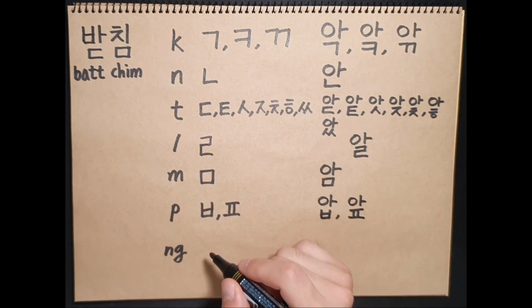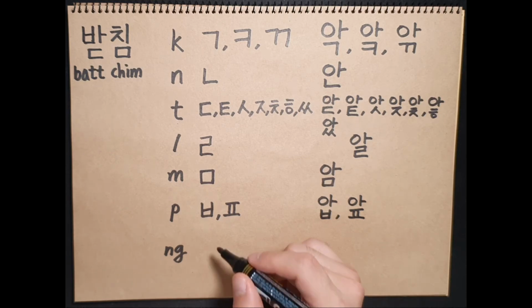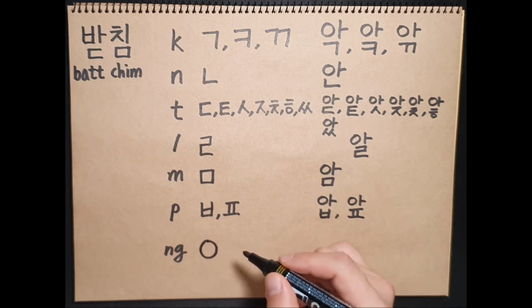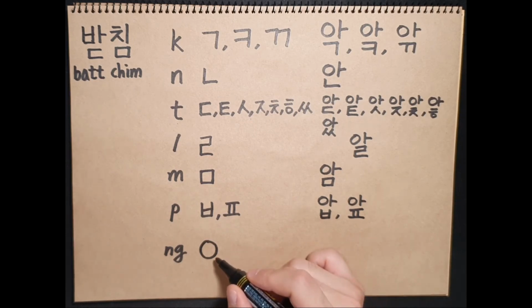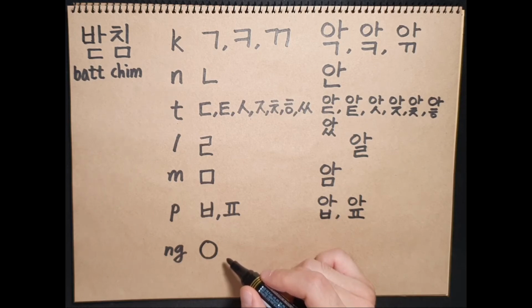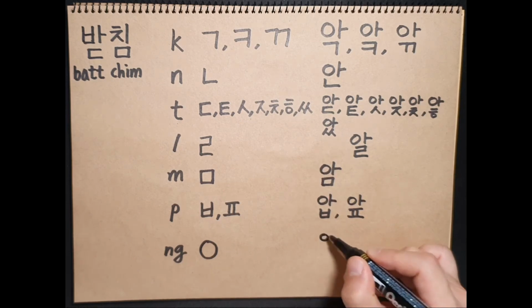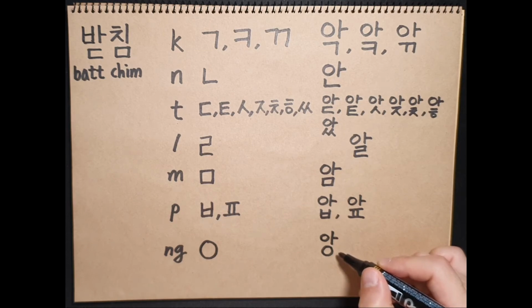The final Batchim sound in Korean that has the NG sound in English is 이응. And when 이응 goes to the bottom of a Korean letter to make an ending sound, it has the pronunciation of 응. So combined with A, it becomes 앙.